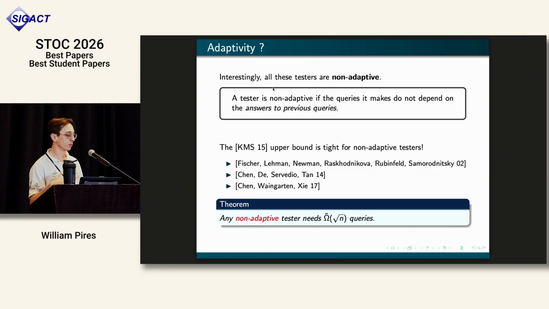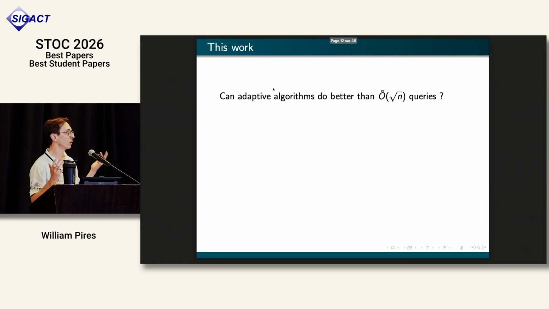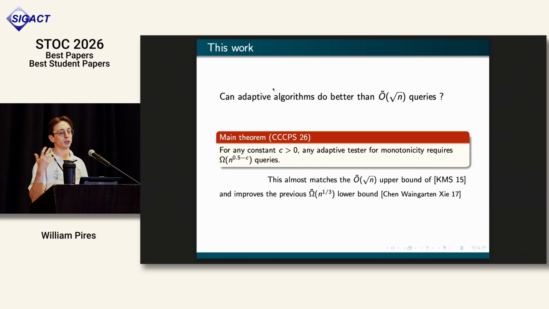And this follows from this sequence of lower bounds. So we know root n is the best for non-adaptive testers, but for a long time, it was not known what you can do if you have adaptive testers, so your queries can depend on the answer to previous queries. And in this work, we show that basically it does not help. So for any constant c, any adaptive tester, you need at least n to the 1/2 minus c queries. What's important is that it almost matches with root n upper bound, and it improves the previous lower bound, which was n to the 1/3 by Chen, Waingarten, and Chen, which I'm going to talk a lot about later.